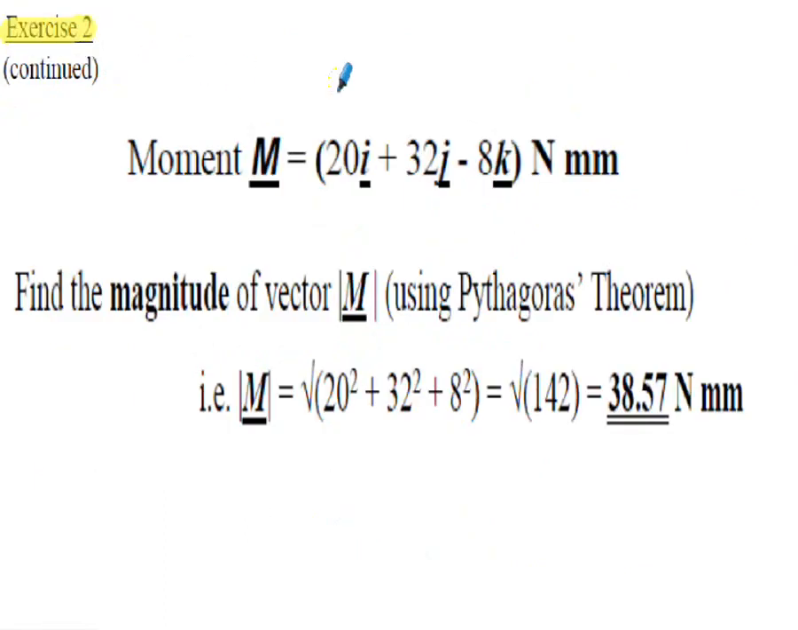Exercise 2 continued, just repeated the moment M in its unit triad format for convenience. We're now asked to find the magnitude of vector M, so we'll use Pythagoras' theorem here. So from above that will be 20 squared plus 32 squared plus 8 squared, ignoring the negative of course there, all square rooted, gives a value of 38.57 Newton millimeters. That's the magnitude of M.